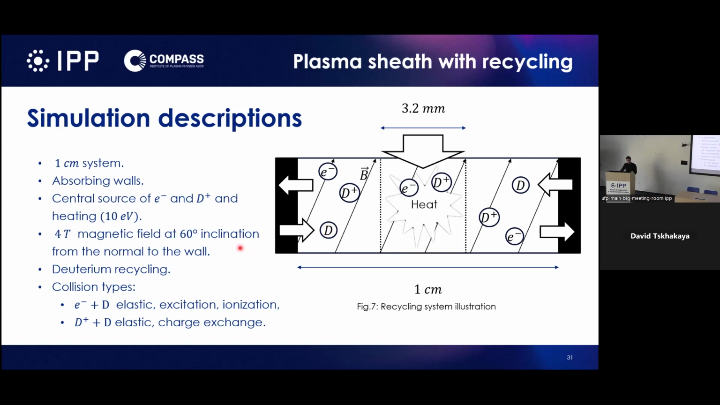We're going to compare the effect of two sets of collisions. The first are collisions between electrons and neutrals, which include elastic, excitation, and ionization collisions, and then between ions and neutrals, which include elastic and charge exchange collisions.